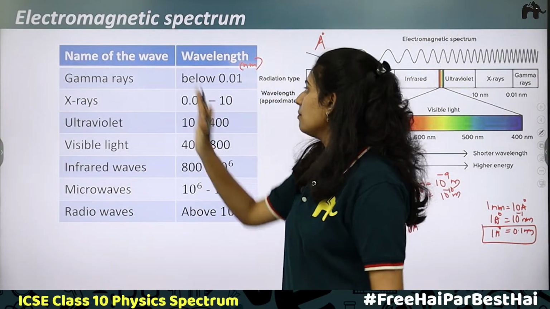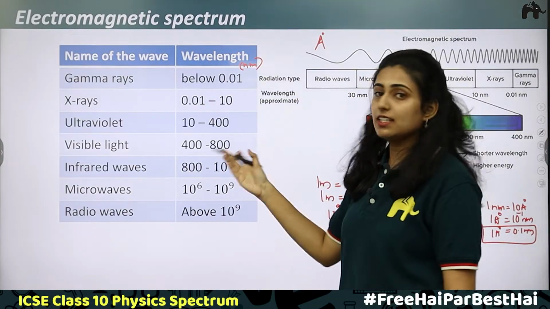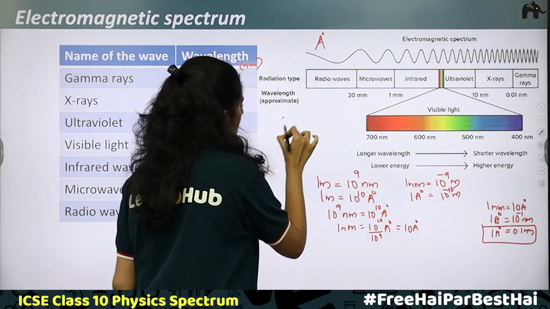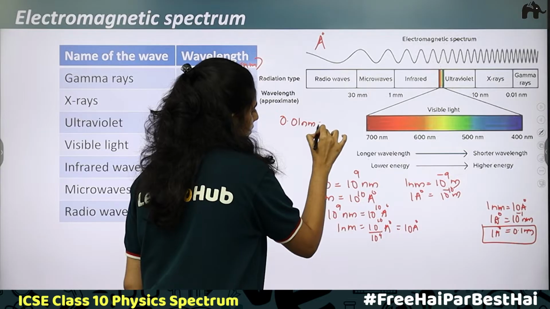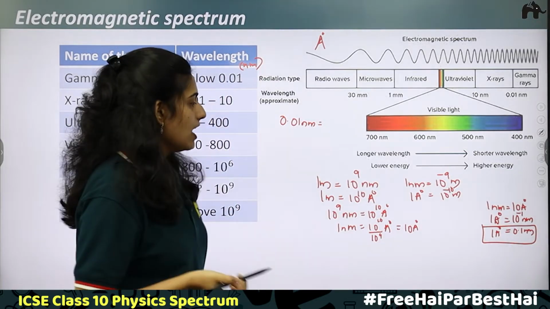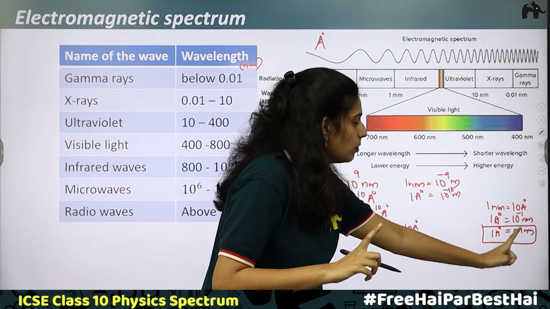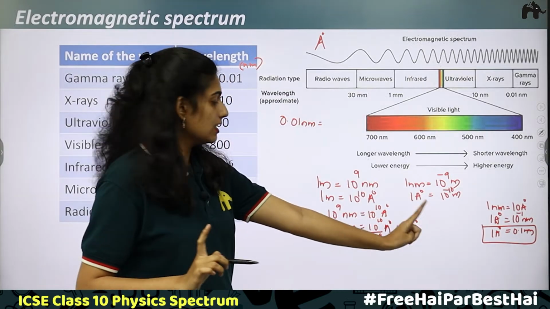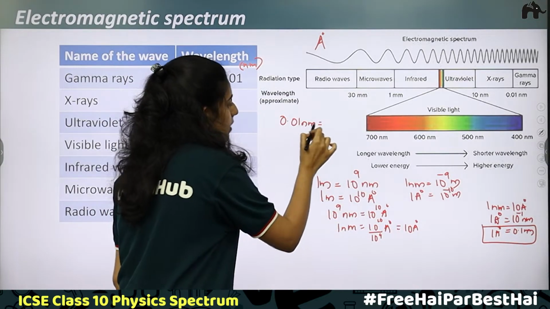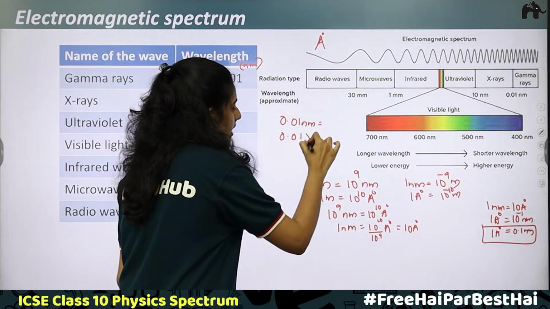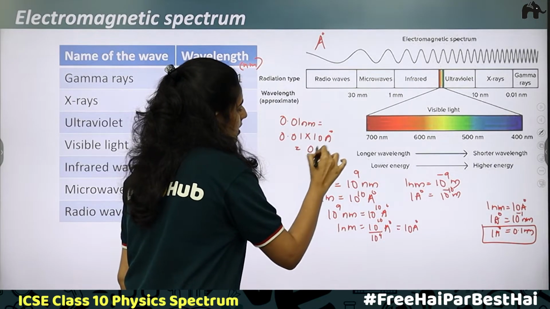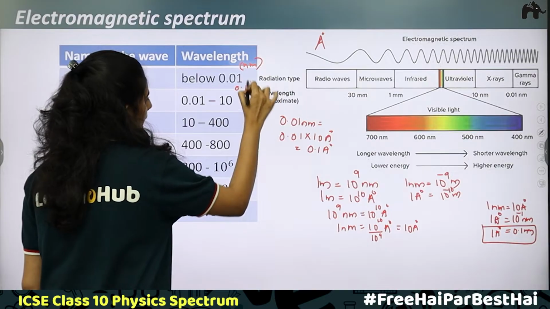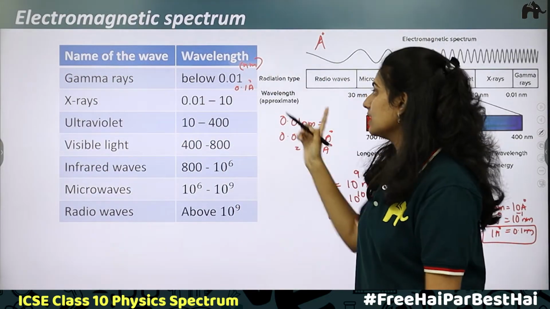So first, gamma rays. For gamma rays, the wavelength is below 0.01 nanometer. If you need it in angstrom, how do you convert? We have 1 angstrom equal to 0.1 nanometer, and 1 nanometer is equal to 10 angstrom, which means 0.01 nanometer will be 0.01 into 10 angstrom, which is 0.1 angstrom. So below 0.1 angstrom will be the wavelength of gamma rays.